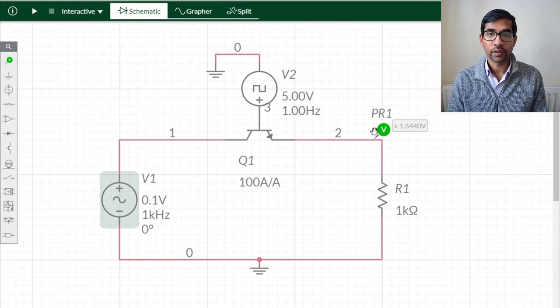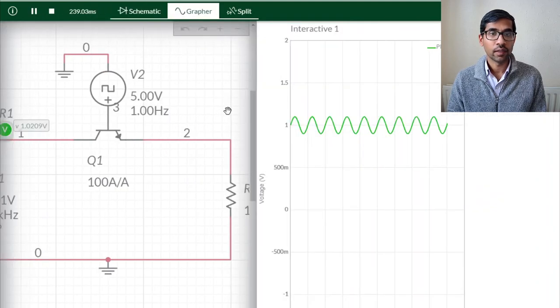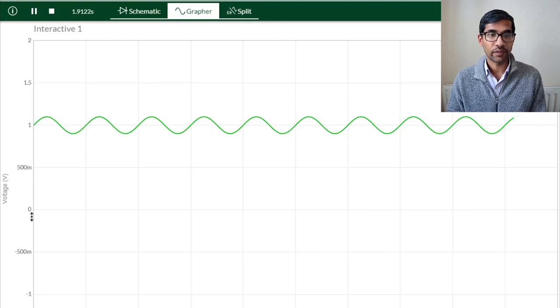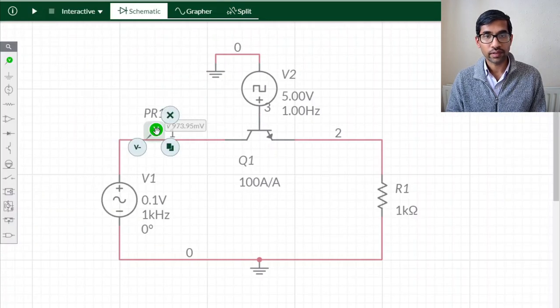So if you want to take a look at this signal, I'm just going to move this probe here and let's take a look at how the signal looks. So this is 0. This is a 1 volt average voltage with a 0.1 volt amplitude of the sine wave. So this is my signal.